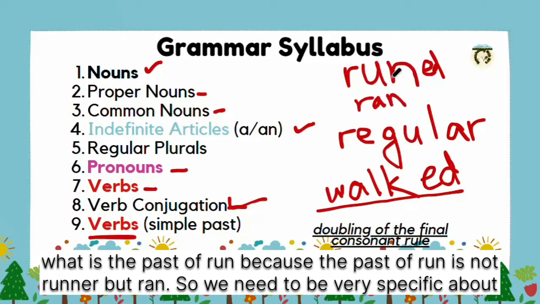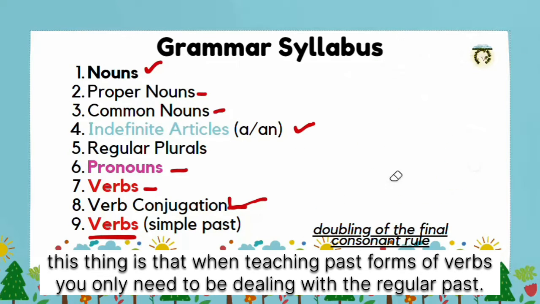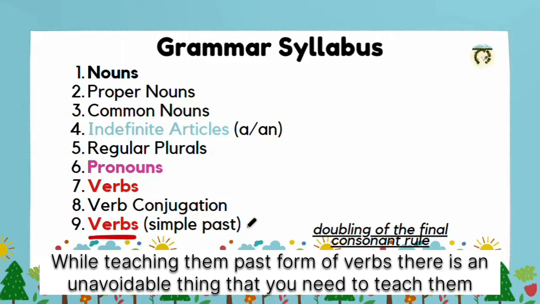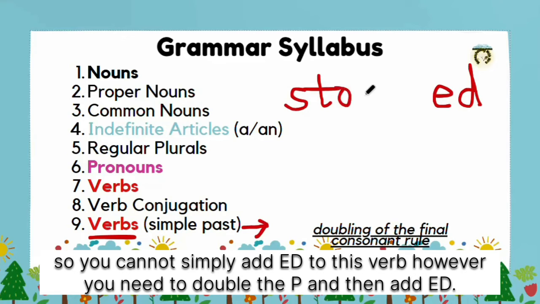We need to be very specific about this: when teaching the past form of verbs, you only need to be dealing with regular past. While teaching them the past form of verbs, there is an unavoidable thing that you need to teach them, which we call the doubling of the final consonant rule. For example, if you are adding ed to the verb stop, you cannot simply add ed to this verb. You need to double the p and then add ed: stopped.